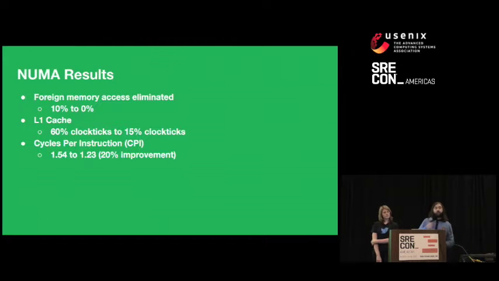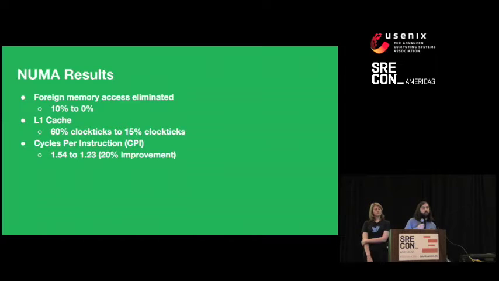So what did we see when we tried this, right? So we totally eliminated foreign memory access. So 10% of our memory access was foreign memory access previously. We also saw improvements in our L1 cache behavior. So previously we were spending 60% of our clock ticks on L1 access, so pretty L1 bound here. However, once we enabled the NUMA pinning, we reduced this to just 15% of the clock ticks, which is a total savings of about 75% in terms of the L1 access times.